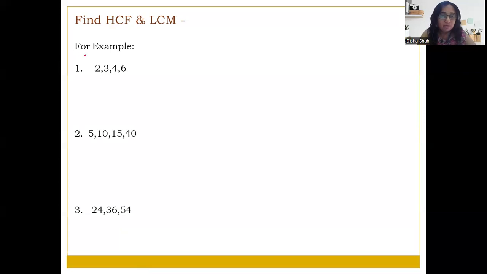For an example, 2, 3, 4, 6 का HCF और LCM क्या होगा? Now here the smallest number is 2, so HCF cannot be greater than 2. तो HCF या तो 1 हो सकता है या फिर 2 हो सकता है. But 3 is not divisible by 2, so 2 नहीं होगा. So answer is 1 only.